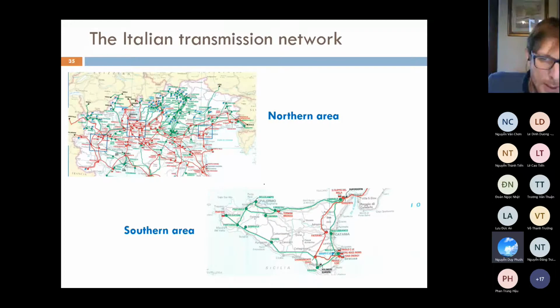So here I just reported a picture of the northern area and a picture of the southern area, just to show you the difference between the north, more dense, with many transmission lines, and the south with just few transmission lines, because the load is less.